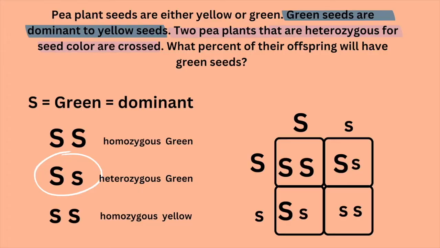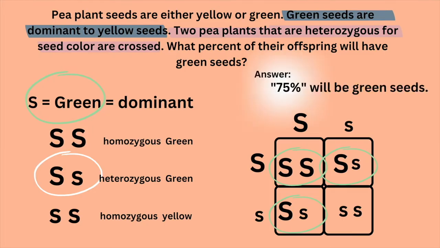Okay, so the question is asking what percent of their offspring will have green seeds. If the offspring is to have green seeds, a big S must be present. So these 3 out of 4 will come out with green seeds. The answer given by ATI was 75% will be green.